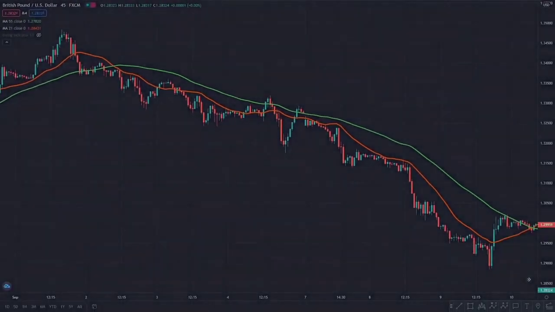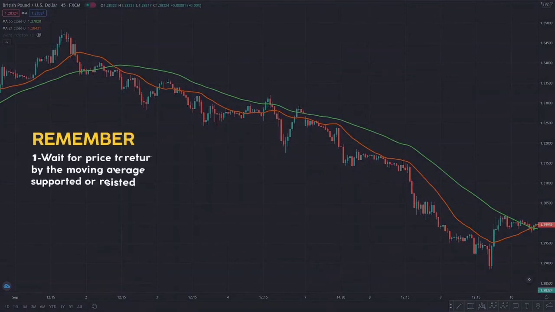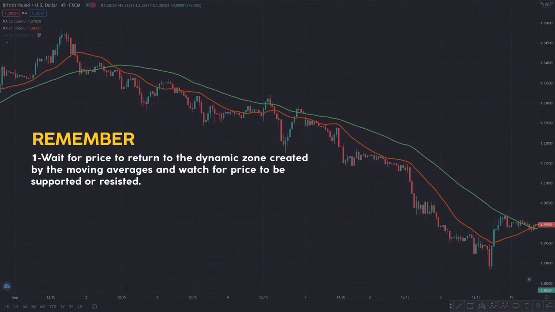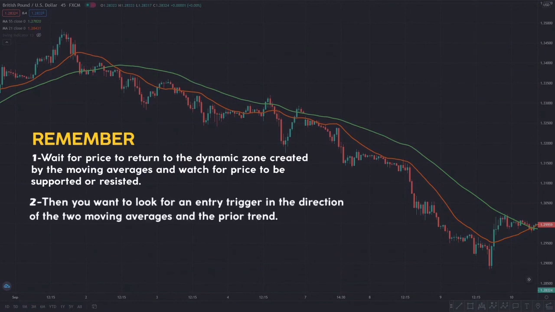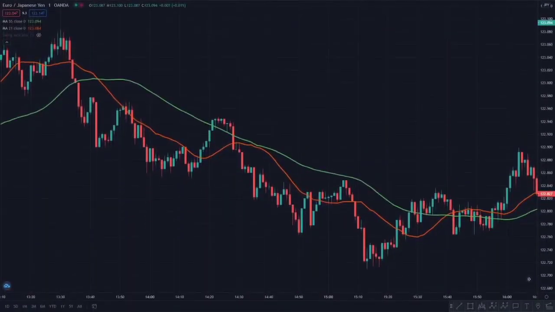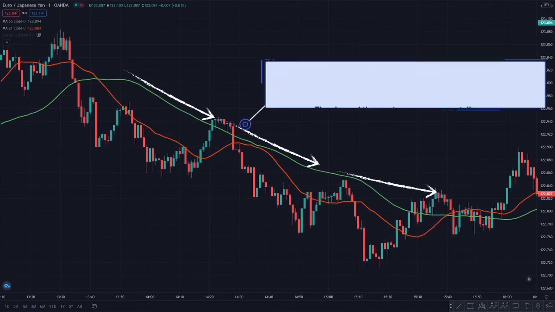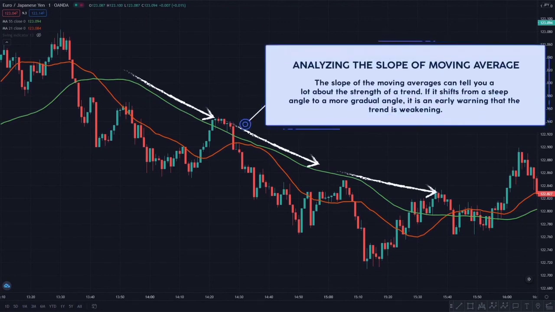So just to be crystal clear, you want to wait for price to return to the dynamic zone created by the moving averages and watch for price to be supported or resisted. Then you want to look for an entry trigger in the direction of the two moving averages and the prior trend. Another cool tip I can give you is to pay close attention to the slope of the moving averages. The slope of the moving averages can tell you a lot about the strength of a trend. If it shifts from a steep angle to a more gradual angle, it is an early warning that the trend is weakening. Remember that this is not a perfect strategy and you will encounter losing trades. Just make sure to manage your risk well and practice this strategy thoroughly.